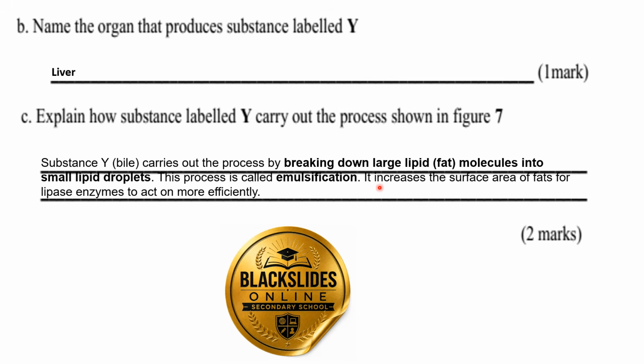When the large fat molecules are broken down, it will lead to an increase in surface area of fats, for lipase enzymes to act efficiently. Remember, once again, bile itself is not an enzyme. It's just an emulsifier, or a substance that breaks down large fat molecules into smaller ones.